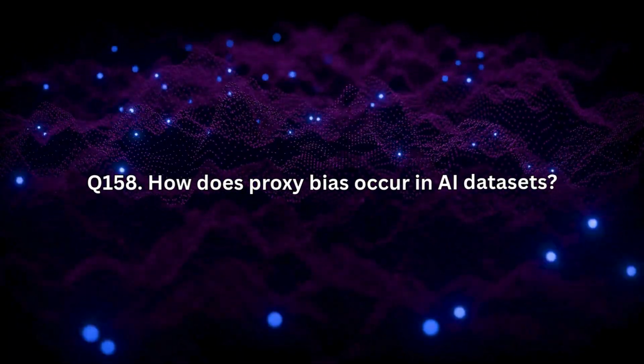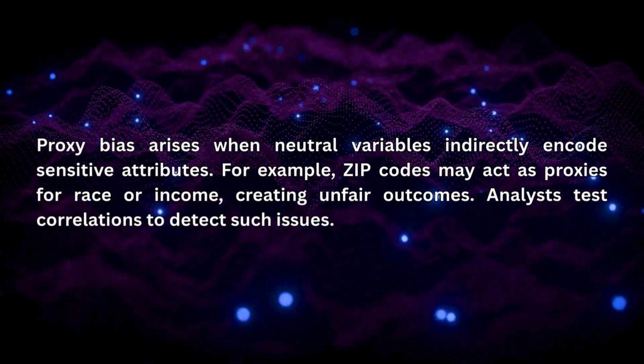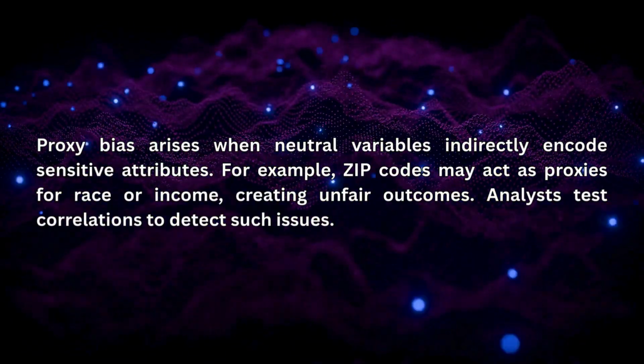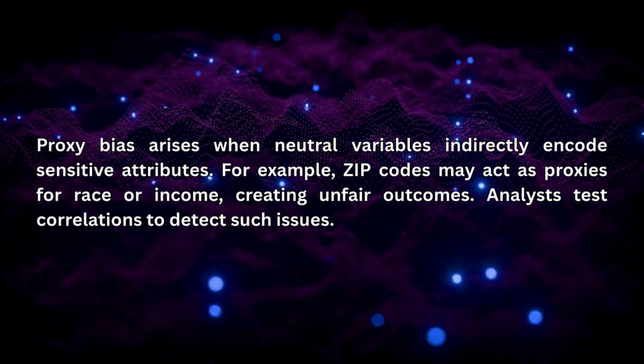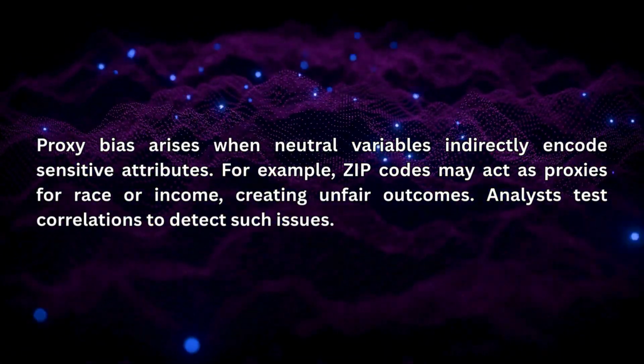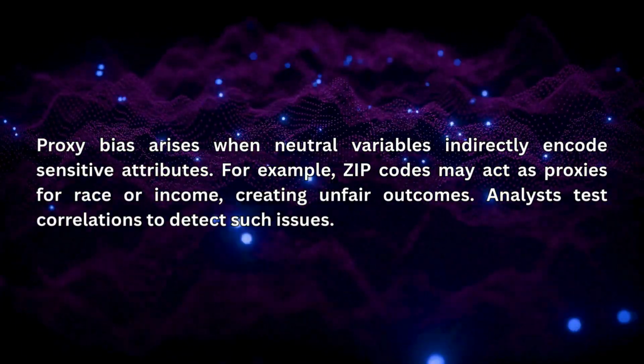How does proxy bias occur in AI datasets? Proxy bias arises when neutral variables indirectly encode sensitive attributes. For example, ZIP codes may act as proxies for race or income, creating unfair outcomes. Analysts test correlations to detect such issues.